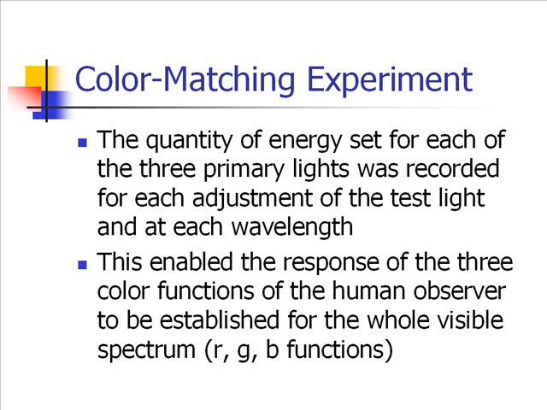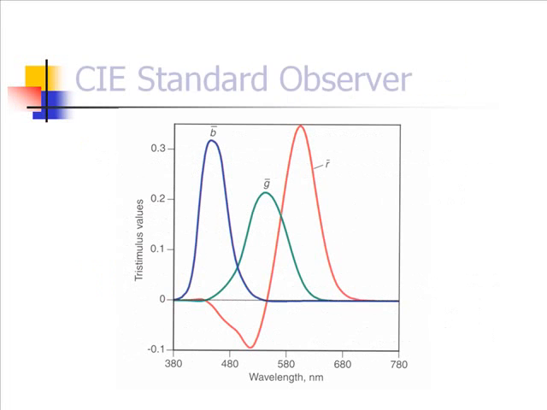On the bottom, we have the different wavelengths of light. And for instance, if we would pick, say, 480, we would see that it would take that much blue, it would take that much green, and it would take that much of negative red.